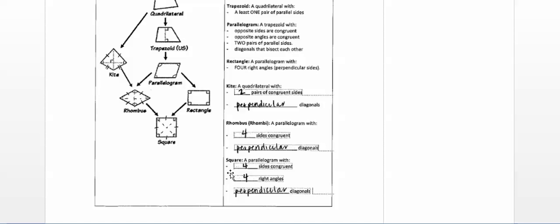Okay, and then also a square. You can see that in the square, all four sides are congruent. We have four right angles, and we have perpendicular diagonals, right? So a square will have all the attributes of a rectangle and all of the attributes of a rhombus. So a square is a rhombus, it's a kite, it's a quadrilateral, it's also a parallelogram, a trapezoid, a quadrilateral. It's also a rectangle, a parallelogram, a trapezoid, a quadrilateral. So whenever we have a square, that means we have all the attributes of all of these shapes.